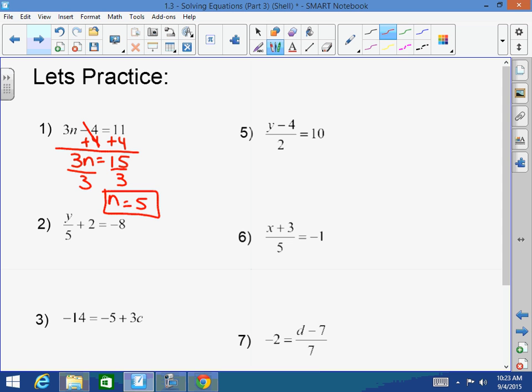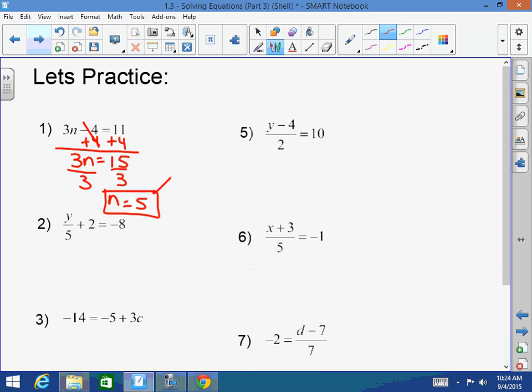Done. If you so chose, you could always check your answers. That's the beauty of equations. If n is 5 and you're worried, let's say you get an ugly answer, you're like, I don't know if that makes sense. Plug it in, guys. If n is 5, 3 times 5 is 15, 15 minus 4 is 11, that bad boy works.